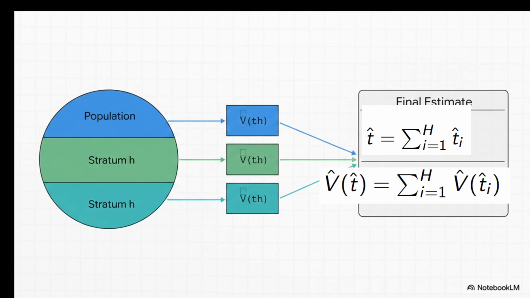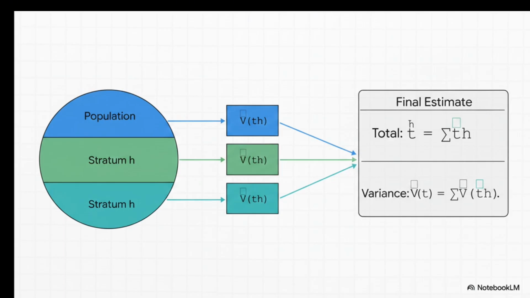And because you sampled independently in each one, the math for the variance is just as simple. The total variance, v-hat of t-hat, is just the sum of the variances from each individual stratum. This is so powerful. It means you can be strategic, maybe sample more heavily in a really variable stratum to really control the precision of your final number.